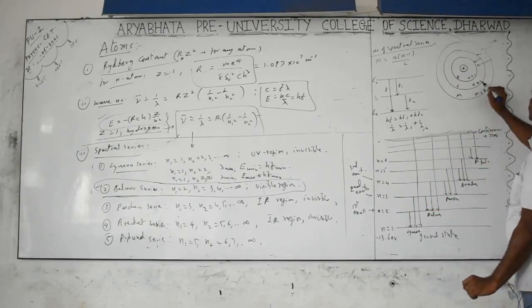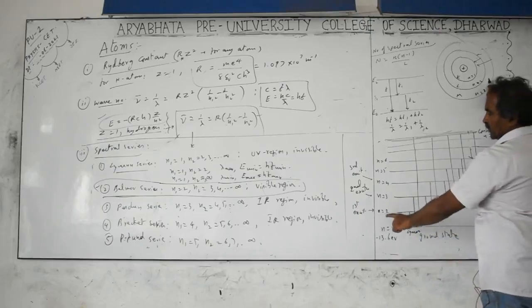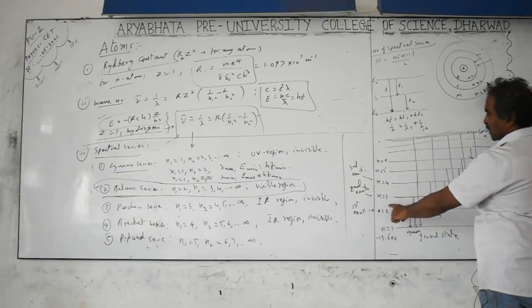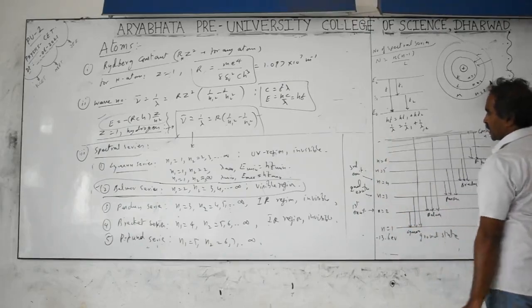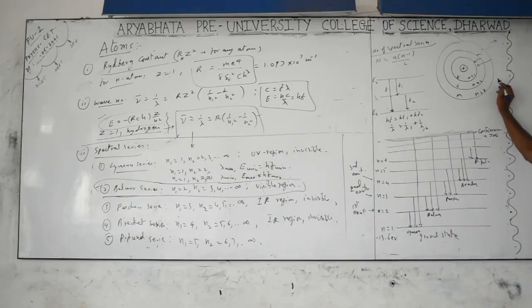The first excited state corresponds to n equal to 2, and the second excited state corresponds to n equal to 3, and so on. The outer orbit is unstable, so the electron again jumps back to the ground state. During the process, it emits radiation.